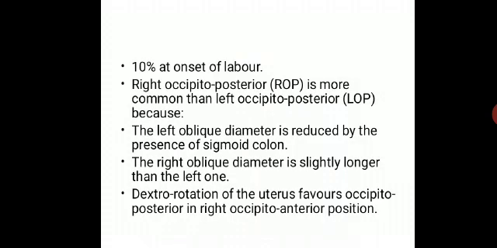The incidence is 10% at the onset of labor. Right occipito-posterior will be more common than left occipito-posterior. This is because the left oblique diameter is reduced by the presence of the sigmoid colon, and the right oblique diameter is longer than the left one. So that is why right occipito-posterior is more common. Also, dextro-rotation of the uterus favors an occipito-posterior position on the right side.